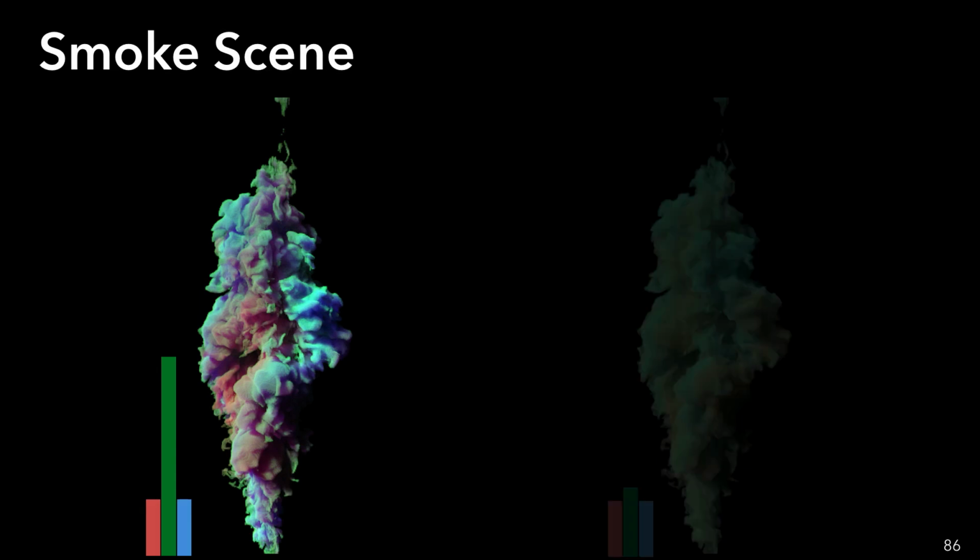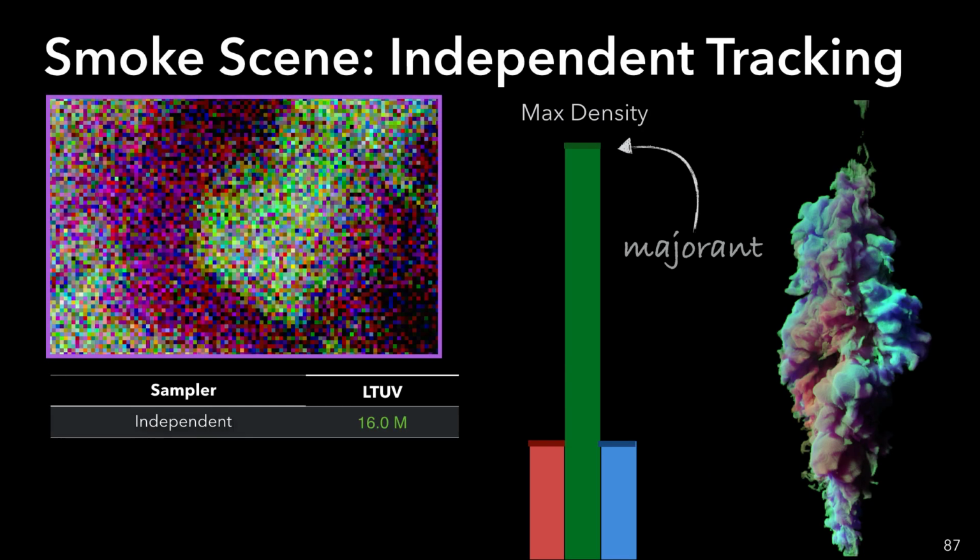So let's start with this bluish plume, which has a single channel with a much higher density than the other 2. Independent tracking in this plume is cheap, since we use tight majorants for each channel. So we can take a large number of samples even though we have to path trace each channel separately. Still, there's a lot of color noise because of the fact that we're handling each channel separately.